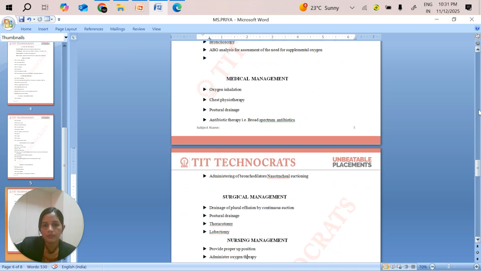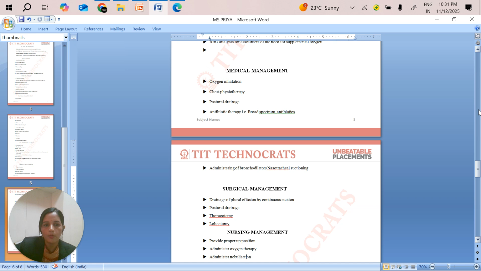Then management. Three types of management are necessary. First, medical management. Next one, surgical management. Then nursing management. Medical management means oxygen inhalation provided to the patient, chest physiotherapy, postural drainage, and antibiotic therapy, with broad spectrum antibiotics provided to the patient. Next, administration of bronchodilators. Nasotracheal suctioning is also provided.